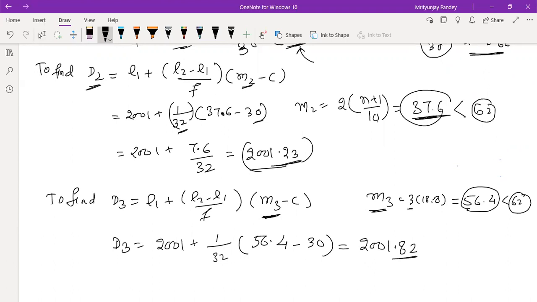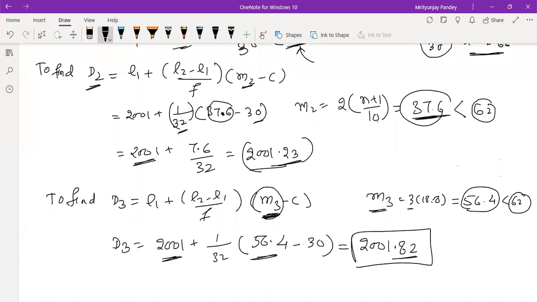Therefore, L1 is once again 2001. Here 2001 also. The rest of the data is the same. The only difference is M3 will change. Here M2 is 37.6, here M3 is 57.4. Therefore, there is a small difference between D2 and D3. Similarly, you can find D4, D5, D6, D7 till D9. Okay, so this is your concept and problem based on decile.